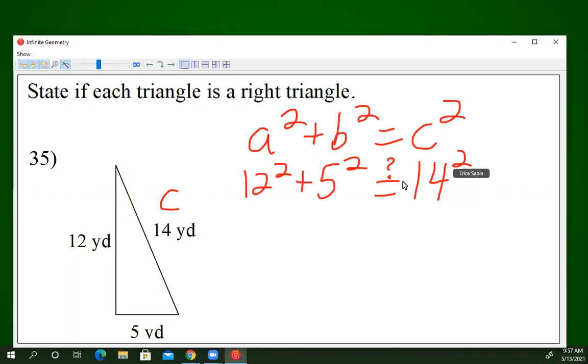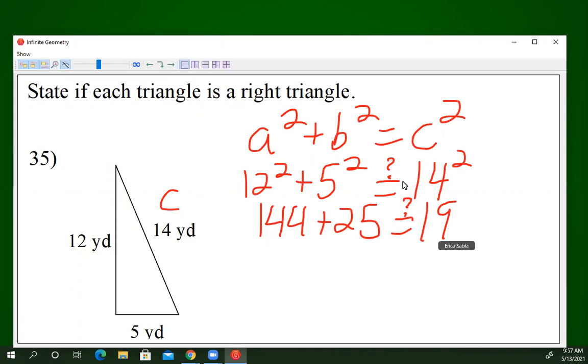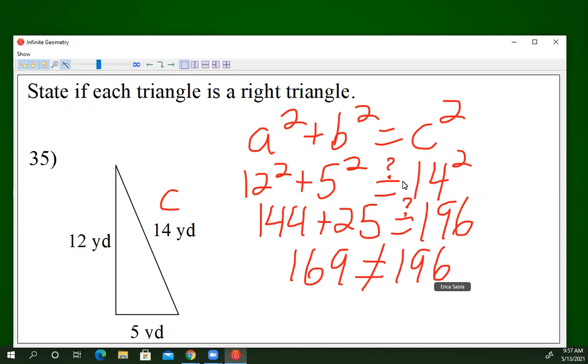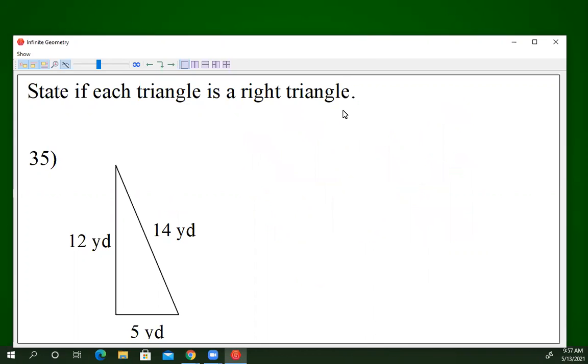I really don't know. 144, 25. Is that equal to 196? I don't know. No. It's 169, which is not equal to 196. So is this a right triangle? No. My two sides did not match. Okay, so that's how you do those.